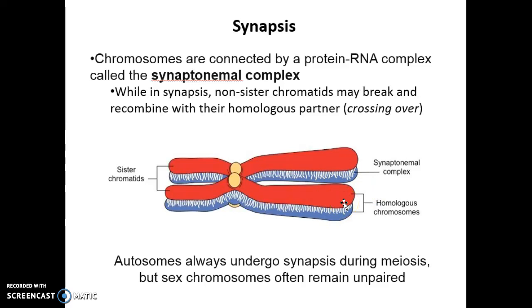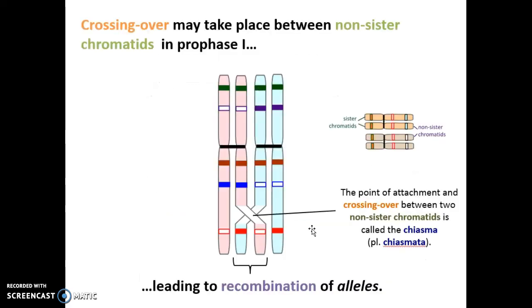So usually it's only going to be the autosomes that will come together and actually recombine during the process of synapsis. However, if you are female, sometimes it may happen on the X chromosome, just not as often as with the autosomes. So again, while they're in synapsis, we can see this breaking off of pieces of the chromosome and a physical exchange between mom's chromatid and dad's chromatid to shuffle the genes.